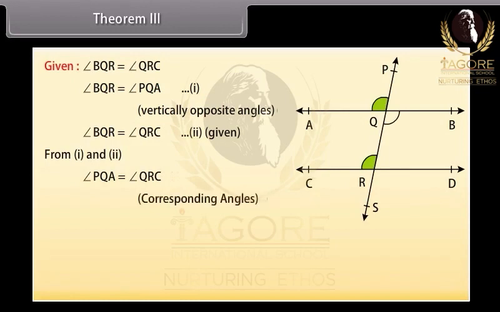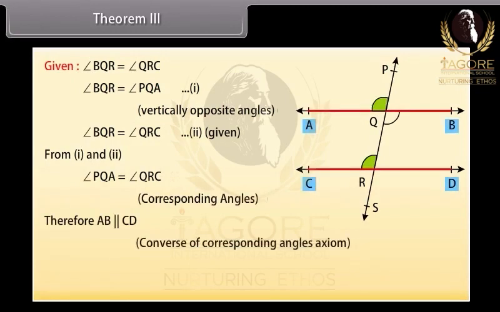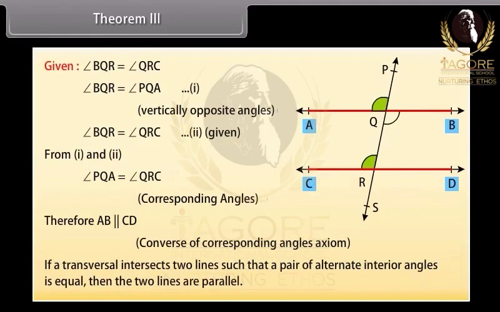But they are corresponding angles. So AB is parallel to CD, by the converse of corresponding angles axiom. This result can be stated as a theorem, which is, if a transversal intersects two lines such that a pair of alternate interior angles is equal, then the two lines are parallel.